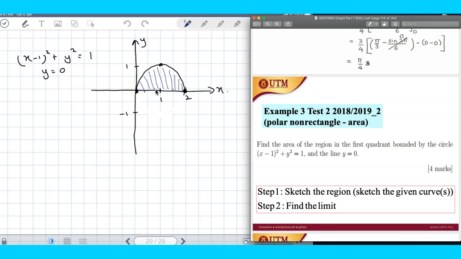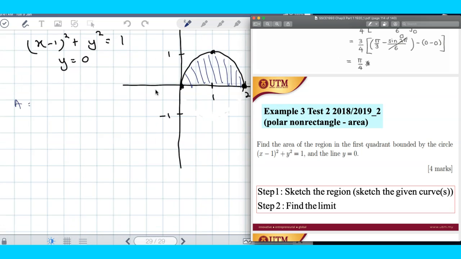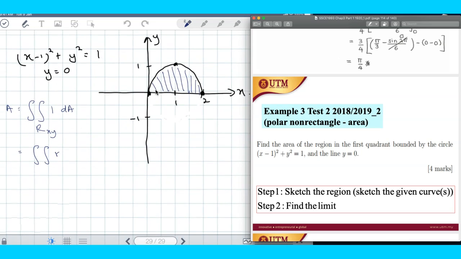Now we are going to evaluate the area. Using the double integral to get the area, we have the double integral of 1 dA over the region R on the xy-plane. Since the region is part of the circle, it looks easier for us to solve this using the polar coordinate system. So dA is r dr d theta.